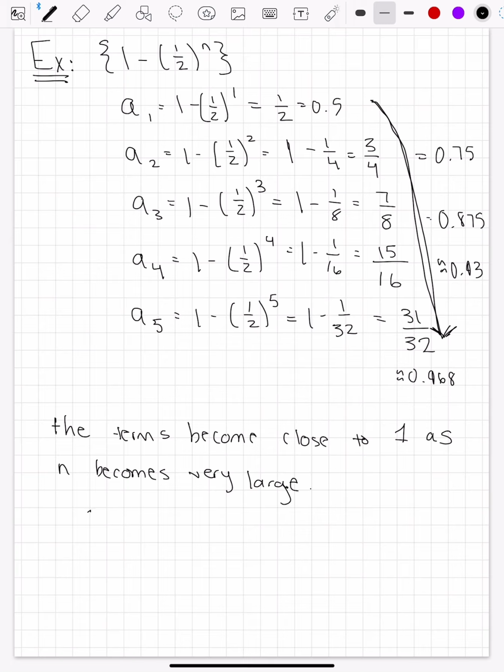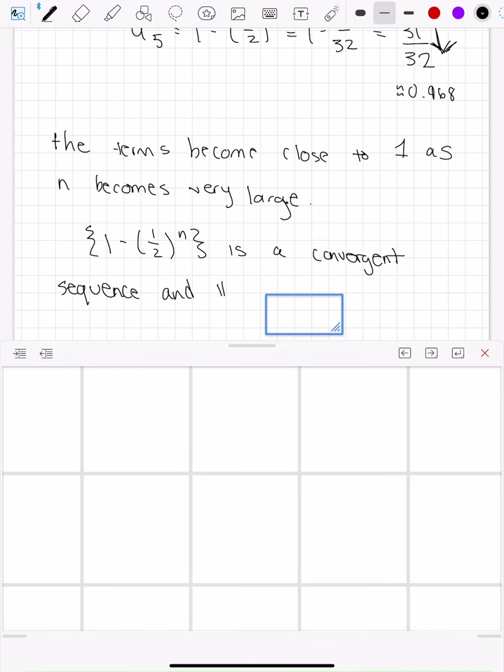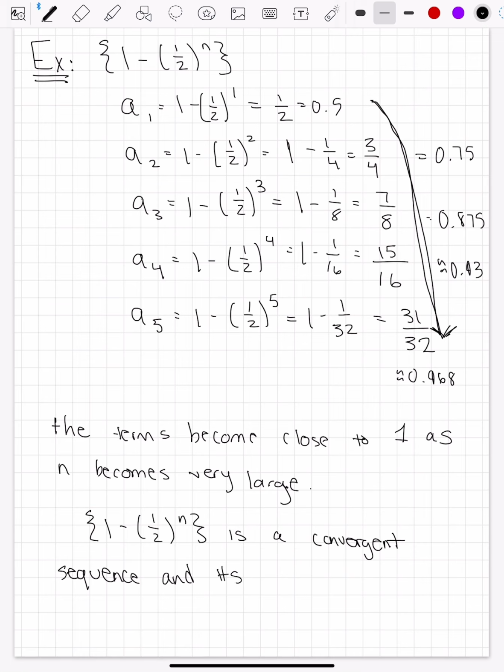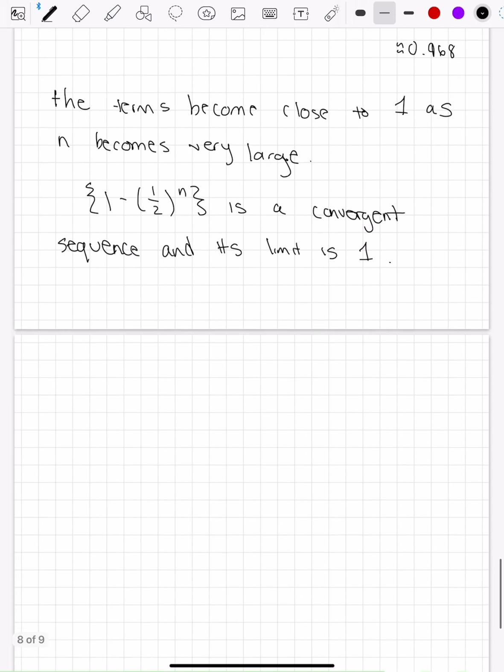So what we say is that 1 minus 1/2 to the n is a convergent sequence, and its limit is 1. So basically we'll say the limit as n approaches infinity of 1 minus 1/2 to the n is 1. And let's look at another example. So let's do another one.